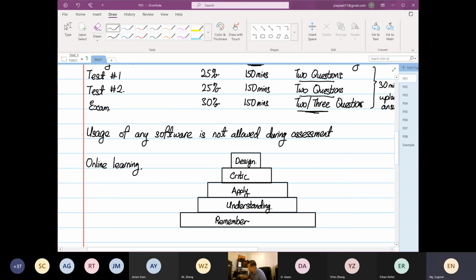In this course, the assessment will assess you in remembering, understanding, and applying. Unfortunately, when it's online learning, a lot of students forget about remembering. They say, why should I remember? Because whenever I don't understand anything or can't remember, I could just Google. You are absolutely right, you could just Google.